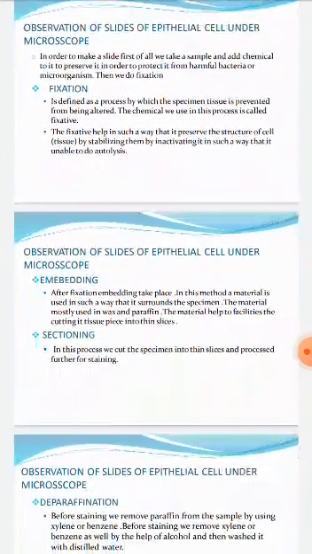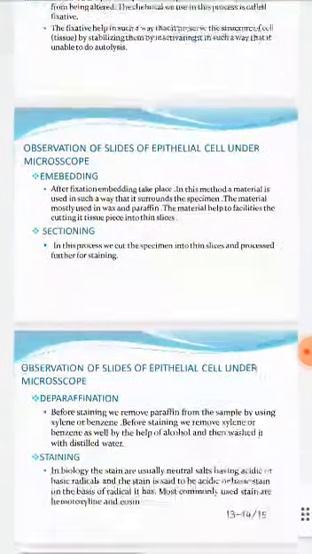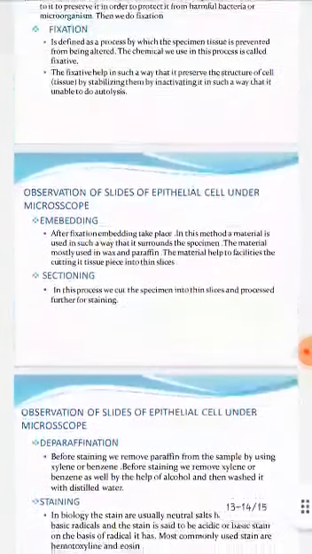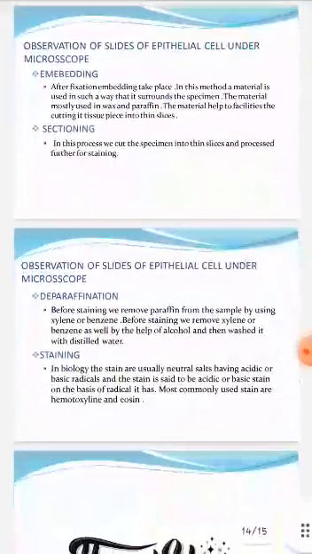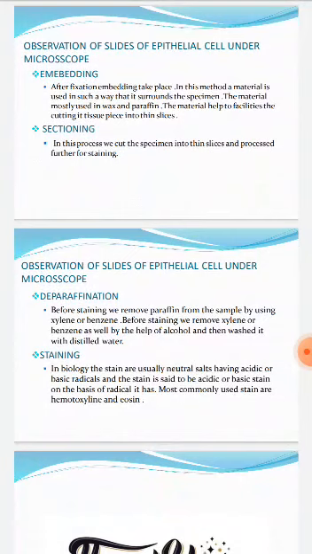The chemical we use in this process is called fixative. Fixative helps in such a way that it preserves the structure of the cell by stabilizing them or by inactivating them in such a way that they are unable to do autolysis. After doing fixation, we do embedding. In this method, a material is used in such a way that it surrounds or covers the specimen. The material we mostly use is wax or paraffin. The material helps to facilitate the cutting of tissue into thin slices.